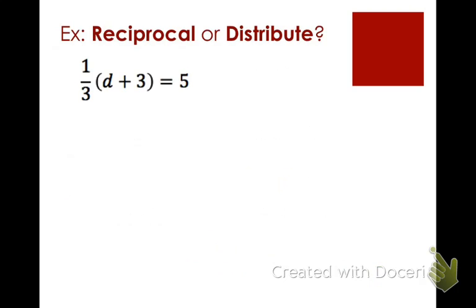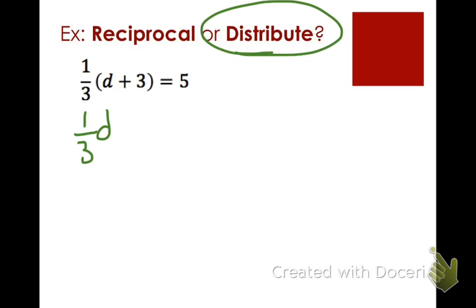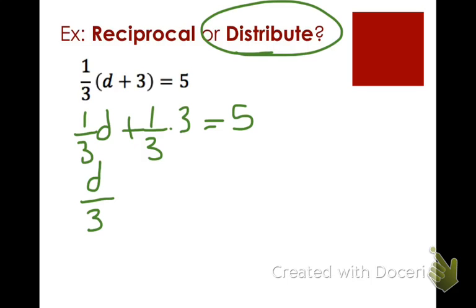So let's work through an example. So 1/3 times d plus 3 equals 5. In this case, I have 1/3 times 1d, that's going to be fine. So then I'm just going to look at my second one. 3, well, that certainly is divisible by 3. So in this case, I am going to go ahead and distribute. 1/3 times d, and 1/3 times 3. Remember, we can write that as d over 3, and that just becomes 1 equal to 5.